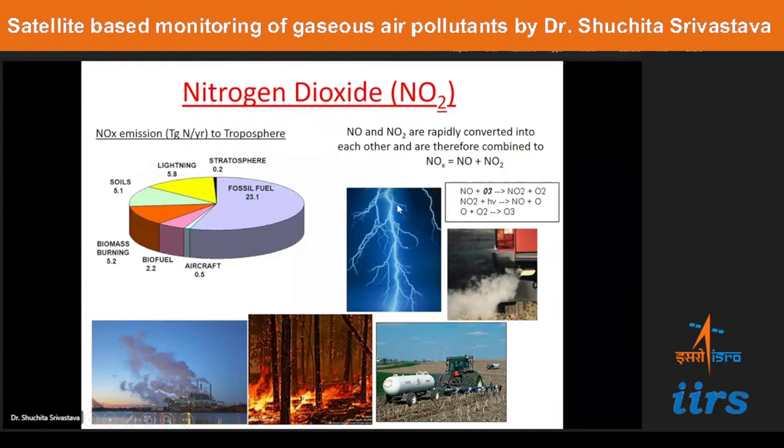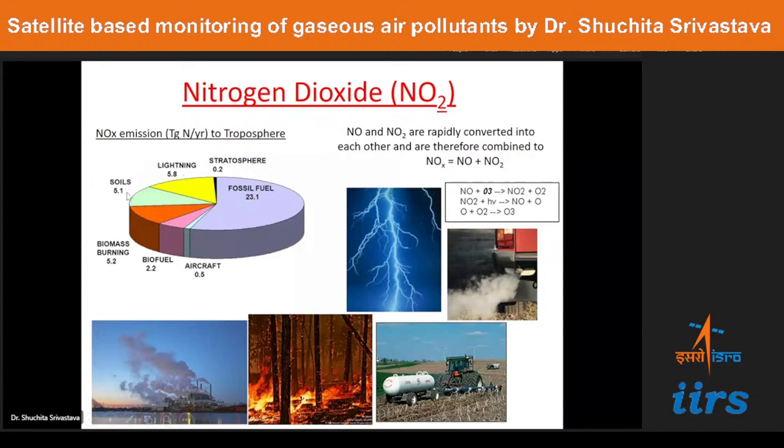Lightning, you must be thinking why lightning is a source of NO2 or NO. It is because in the lightning channel, suddenly the temperature increases beyond 2000 Kelvin. And when the temperature is very high, oxygen thermolyzes and breaks into its components, and it reacts with nitrogen to produce NO and then NO2. So lightning is also an important source of NOx.